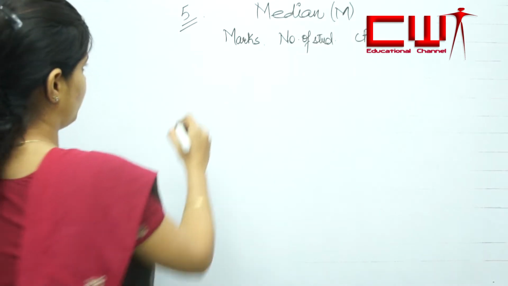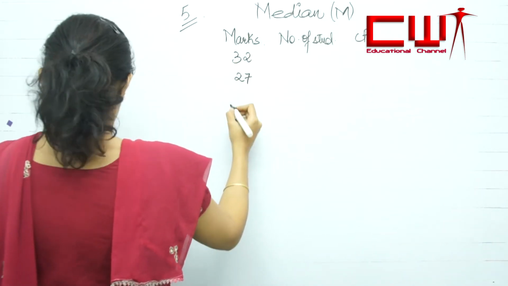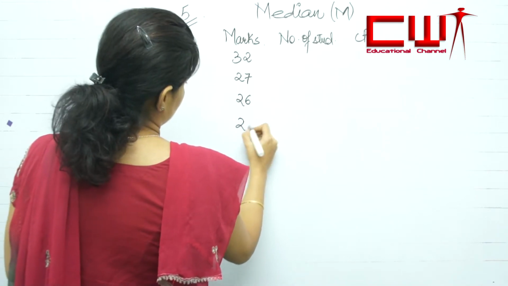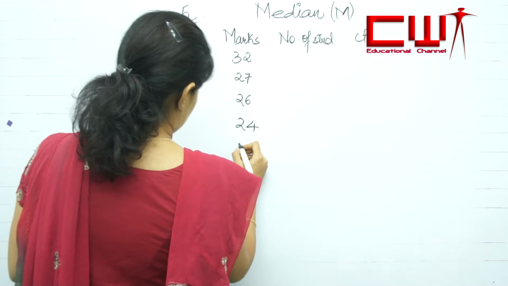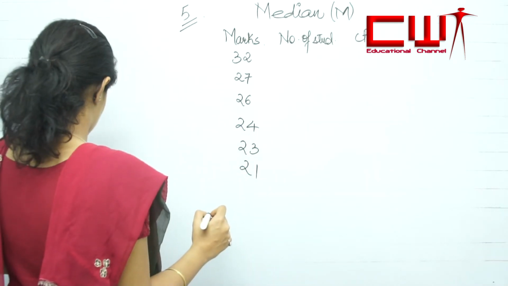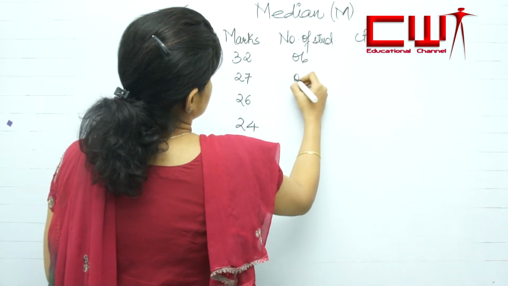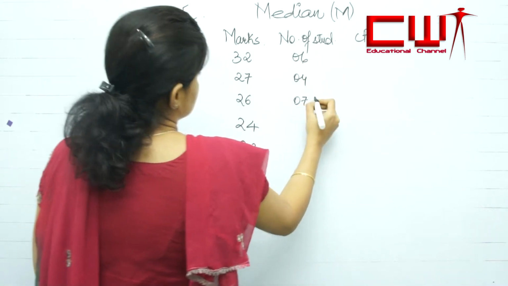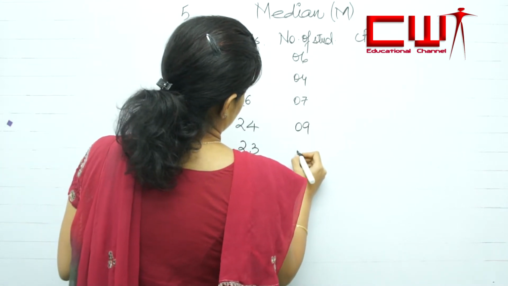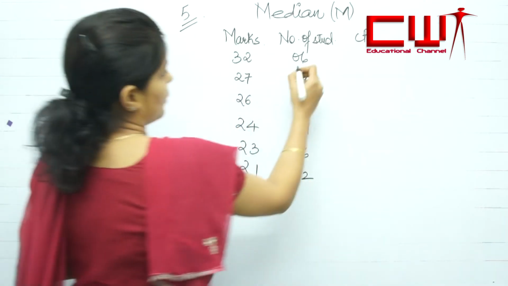Marks are 32, 27, 26, 24, 23 and 21. Write down the number of students: 6, 4, 7, 9, 16, 2. Find out the cumulative frequency.